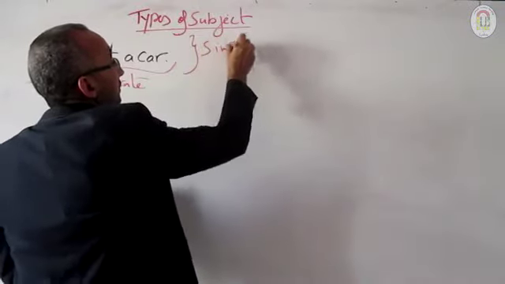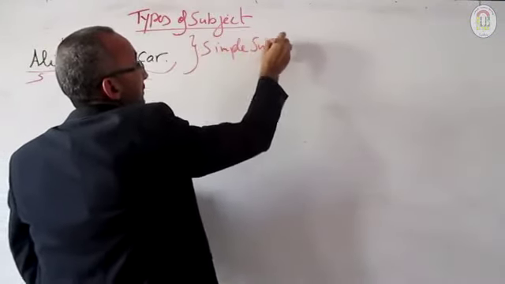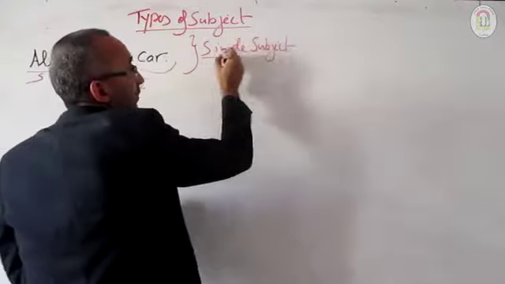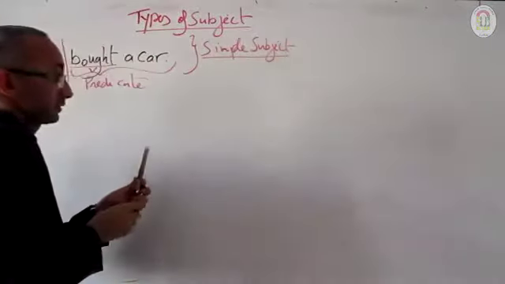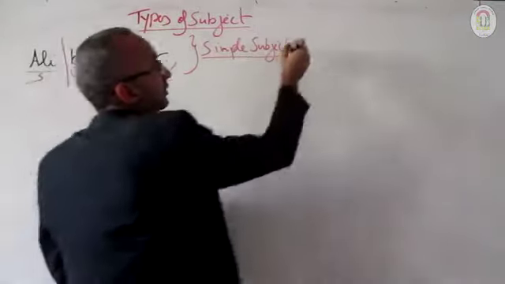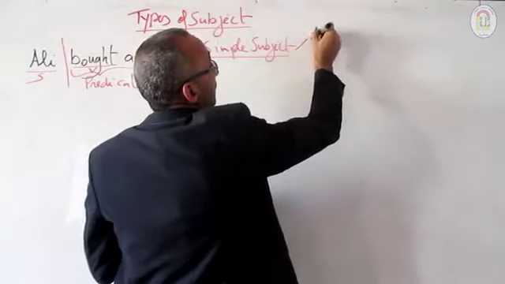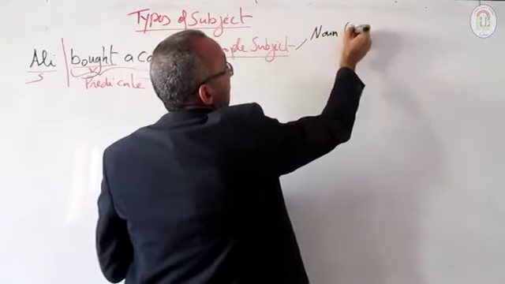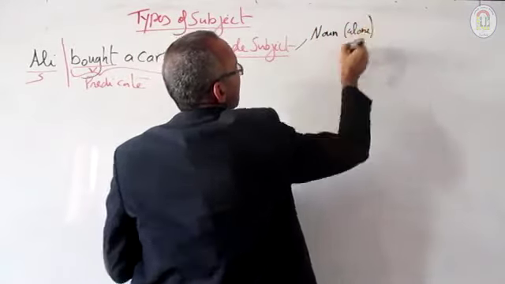So we write here: simple subject. This is the first type of subjects. Equals noun alone.